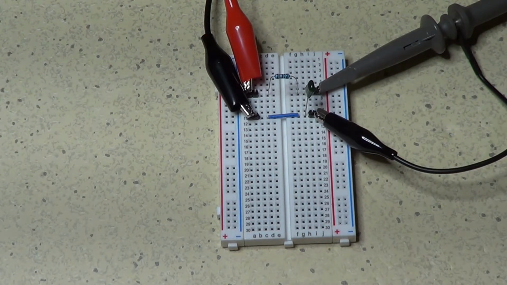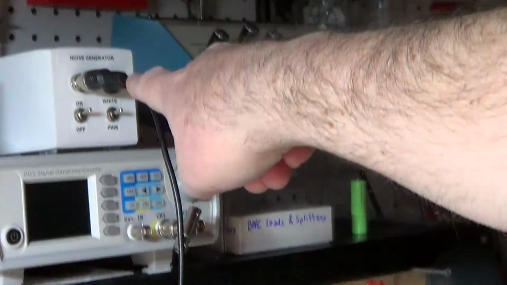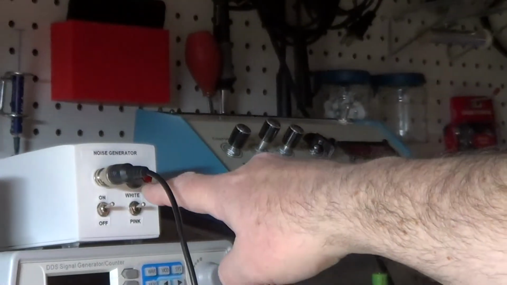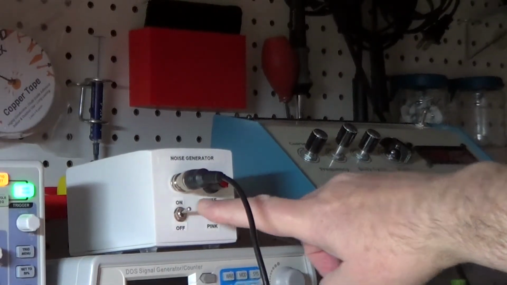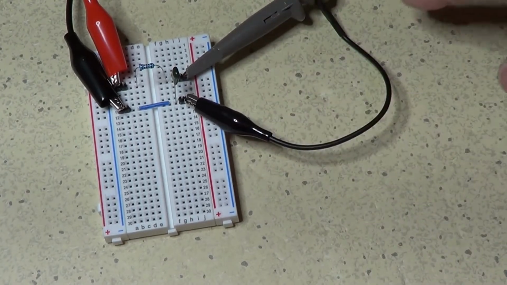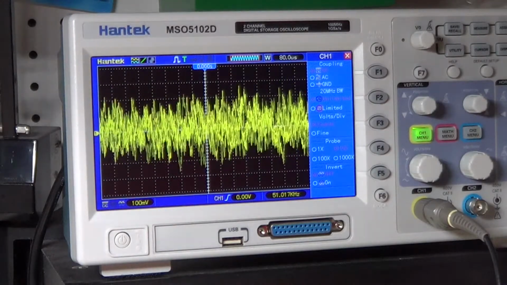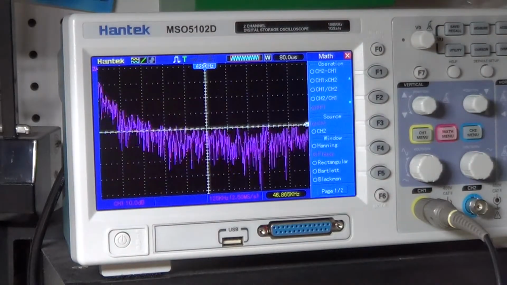Okay, let's redo the measurements for the first-order low-pass RC filter. This is the same circuit as in the last video. It is already connected to the noise generator through this cable, and goes up here where I already set white noise and it's on, and the output is connected instead to the oscilloscope, which is now representing the noise in its time domain screen. So now let's move to the frequency domain.